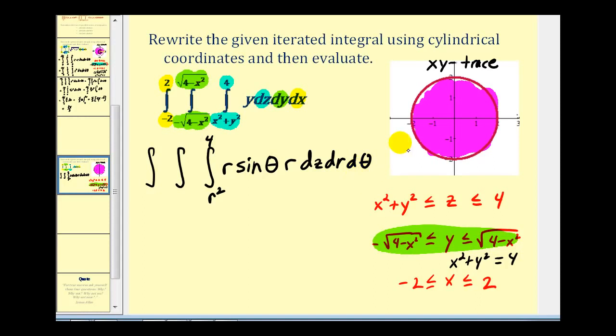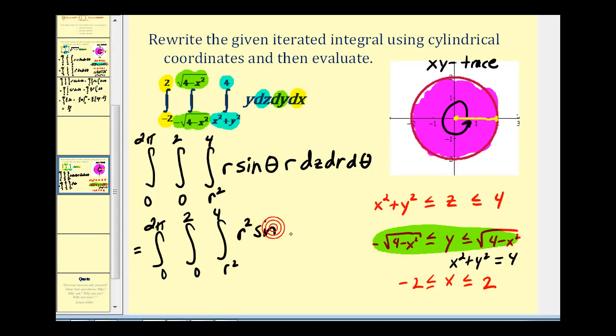And then for r and theta, we'll take a look at this circle here. The radius r will start at 0 and go out to 2. And then for theta, we want to start at 0 radians and go all the way around to 2 pi. Let's go ahead and rewrite this. We'll have r squared sine theta dz, dr, d theta. Let's go ahead and evaluate this on the next page.